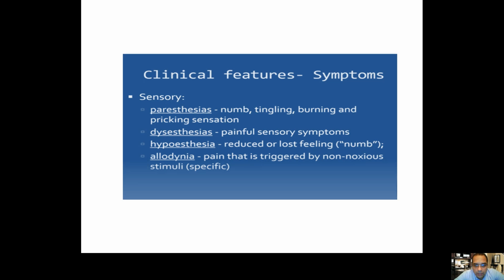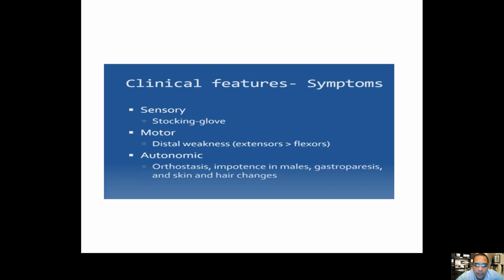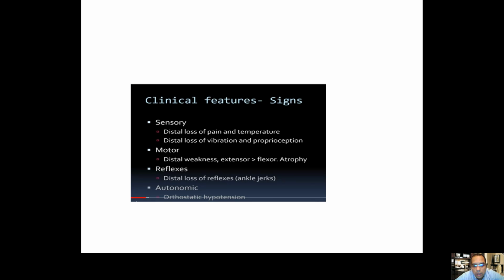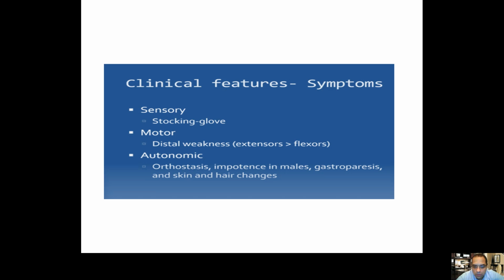So we have clinical features specific to the sensory symptoms, like paresthesia, dysesthesia, hypoesthesia, and allodynia, which, as we said, is pain triggered by non-noxious stimuli. The motor fibers will show distal weakness. Why is it distal? Because it affects the long nerves and is length dependent. The lengthy nerves suffer more, and you see this distally.